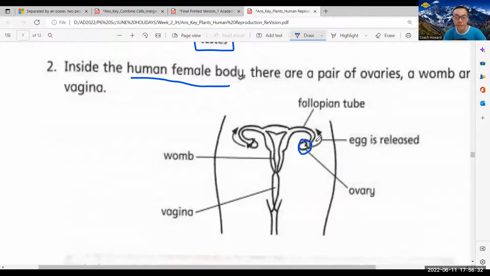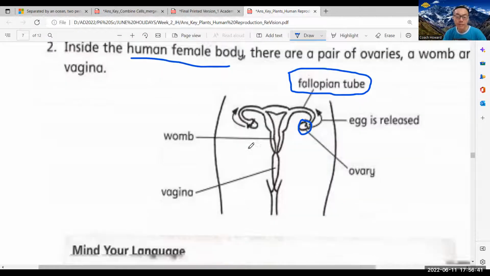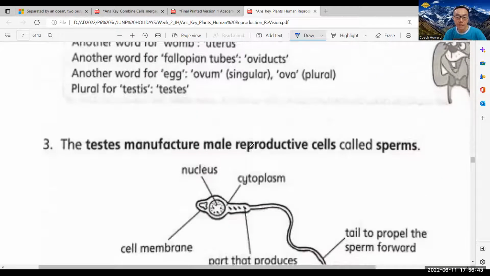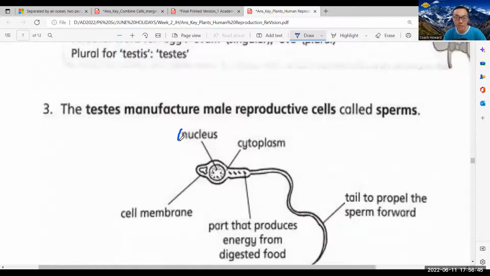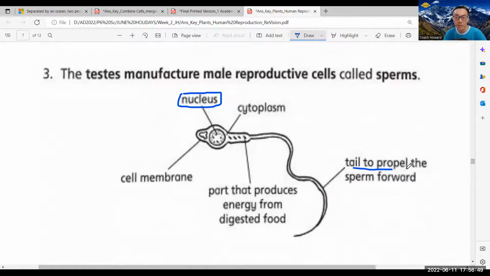Okay, the egg is released and then the egg travels through the fallopian tube. So take note of this spelling, fallopian tube. Okay, and then this part, the sperm, it has a nucleus. How does the sperm move? It has a very long tail to propel the sperm forward.